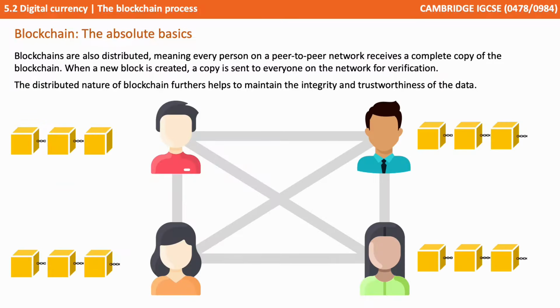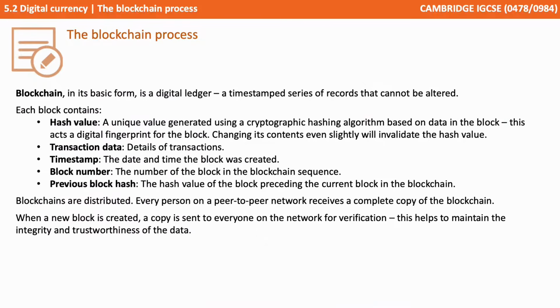Blockchains are also distributed, meaning that every person on a peer-to-peer network receives a complete copy of the blockchain. When a new block is created, a copy is sent to everyone on the network for verification. The distributed nature of blockchain further helps to maintain the integrity and trustworthiness of the data. So that's all the basics you need to know for the exam. Pause the video and take some notes.